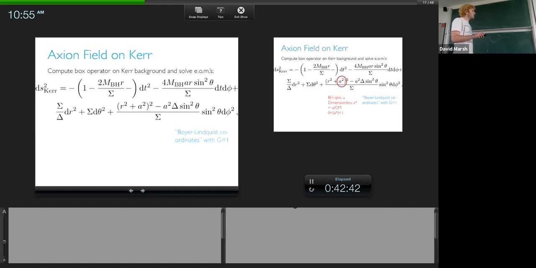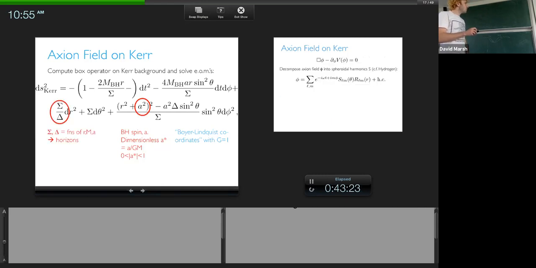So these are Boyer-Lindquist coordinates, with Newton's constant set to 1. A is the spin parameter of the black hole. If A goes to 0, you should recover Schwarzschild. I'll be talking later in terms of the dimensionless spin, A star, which is just A divided by the gravitational radius, GM. GM is the Schwarzschild radius. A divided by that is dimensionless and is bounded to be between 0 and 1. So 1 is an extremal Kerr black hole, A star equals 1.